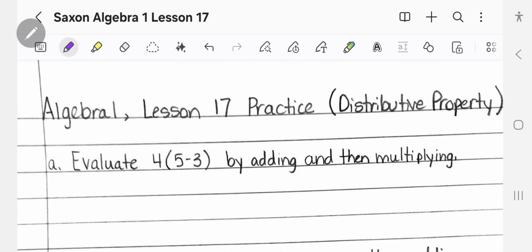This is Algebra 1, Lesson 17, Practice over the distributive property. For A, let's evaluate 4 times the quantity 5 minus 3 by adding and then multiplying. So basically we're following order of operations here. I'm going to bring down the 4. 5 minus 3 is 2. I can multiply now and I get 8.